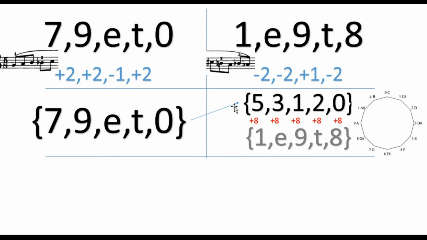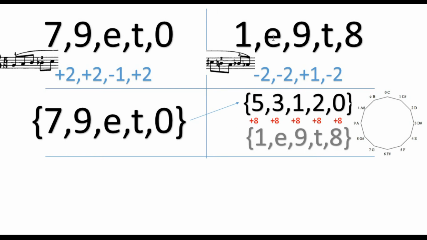So, from our previous definition, both this set and this set meet the requirement of the same size intervals with opposite directions. In fact, we can take 5, 3, 1, 2, 0 and get to 1E9T8 if we add 8 half steps to each integer using mod 12 arithmetic. 5 plus 8 equals 1. To confirm on the clock face, start on 5, add 8: 1, 2, 3, 4, 5, 6, 7, 8. We arrive on 1. 3 plus 8 is E. 1 plus 8 is 9. 2 plus 8 is T. 0 plus 8 is 8. And we arrive at the set that appears on the piece.